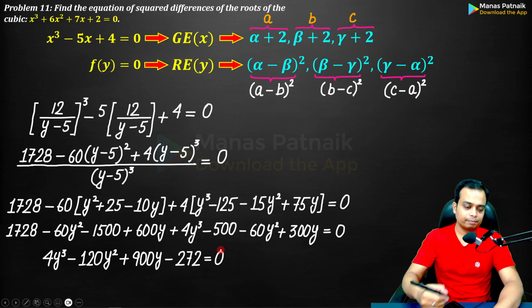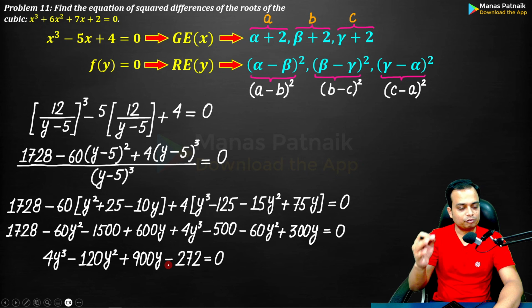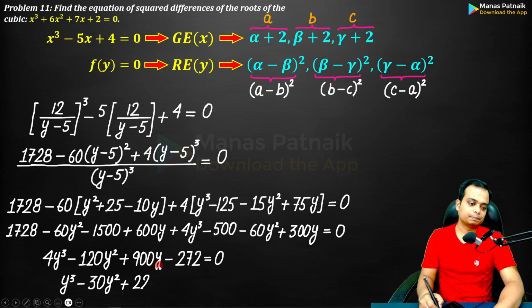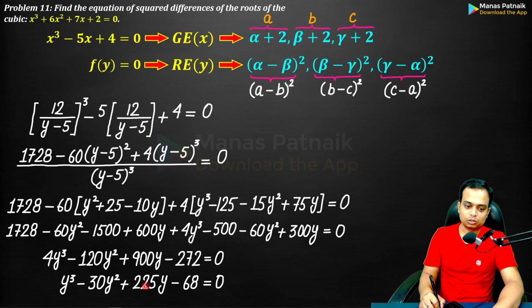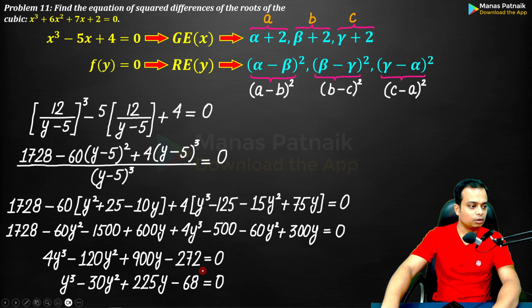You can even refine it. You can see all the terms are multiples of 4. So you can divide the entire equation by 4. The moment you do that, this is going to be your final equation. y cube minus 30y square plus 225y minus 68 is equal to 0.